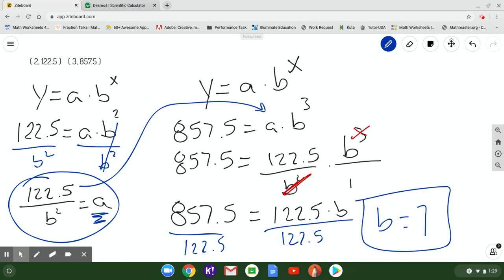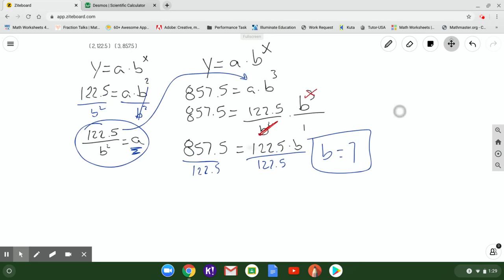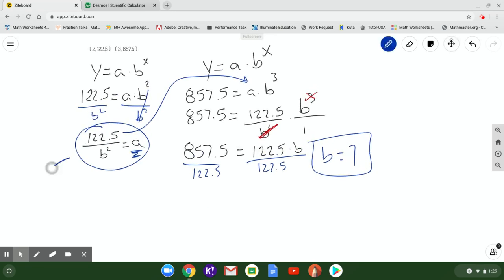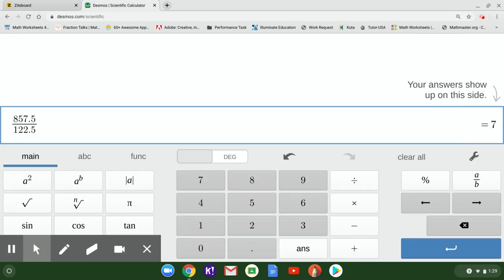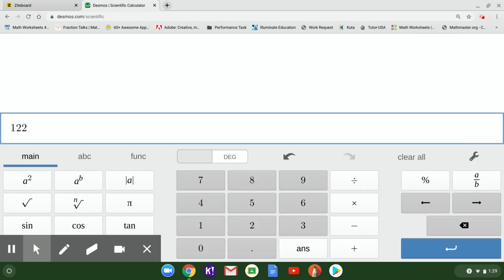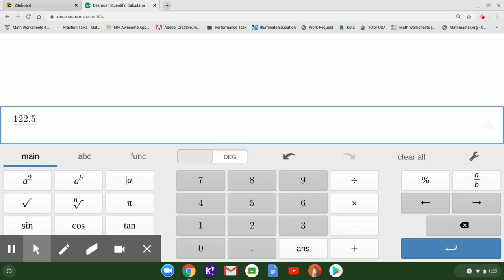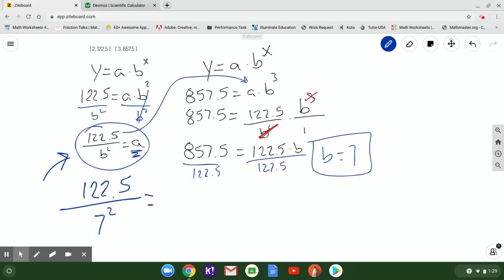Okay, and then now I need to figure out a. So back up here, that's going to help me find a. It's 122.5 divided by, instead of b squared, it is 7 squared. So it's really just entering that in. 122.5 divided by 7 squared, which is 49, and I get 2.5. So that's a.